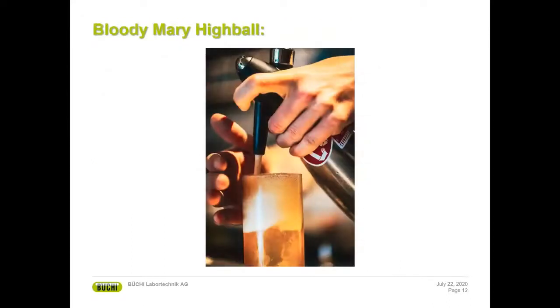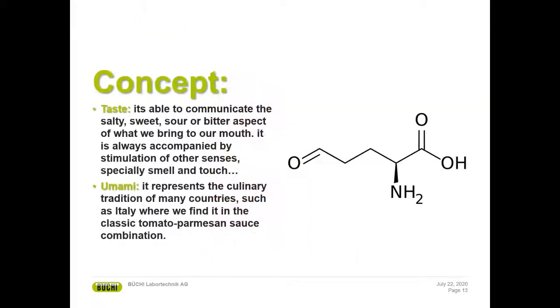Last but not least, I would like to share with you even our Bloody Mary icon, which is a project we developed recently, a few months ago. And obviously, as you know, tomato is the main ingredient of Bloody Mary. Because of that, this drink has a very strong umami flavor. And umami is not only one of the 5 tastes, it is also capable of communicating the culinary tradition of many countries, such as the Italian one.